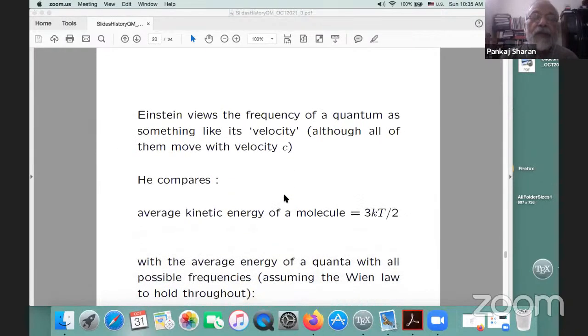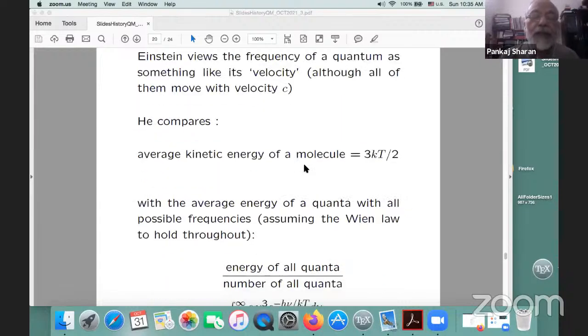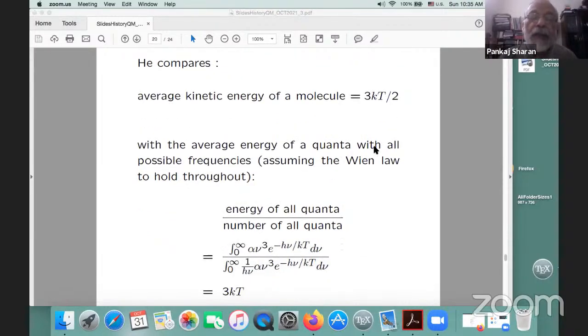Now, Einstein views the frequency of a quantum as something like its velocity, although all of them move with the velocity c. But then he compares the average kinetic energy of a molecule, which is 3kT by 2 at thermal equilibrium at temperature T, which is half kT multiplied by 3, with the average energy of a quantum. This is, I think, in the next section of Einstein's paper.